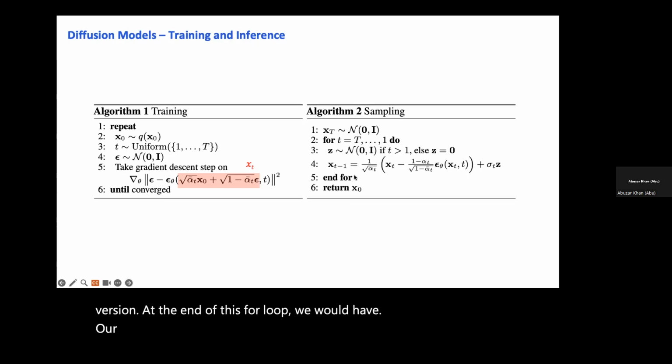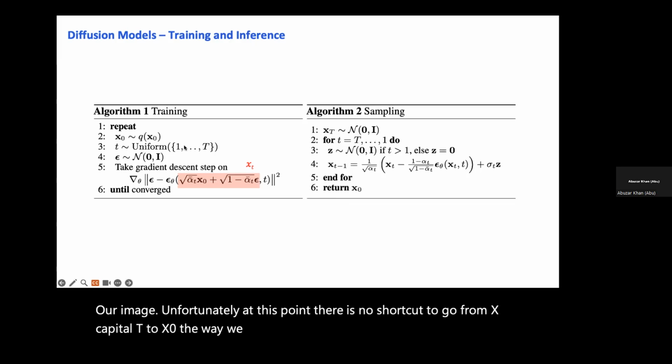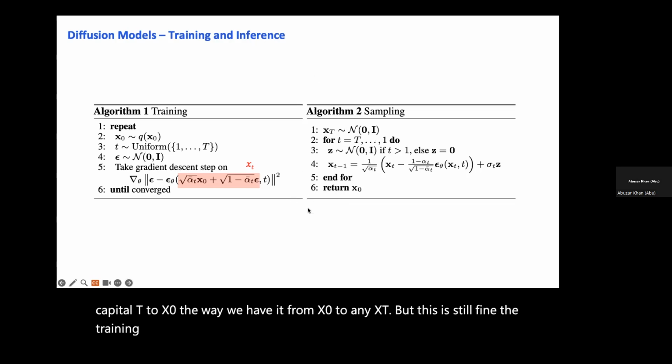Unfortunately, at this point, there is no shortcut to go from x capital T to x0, the way we have it from x0 to any xt. But this is still fine. The training process is rather fast now than what it would have been. And the sampling process is easier.